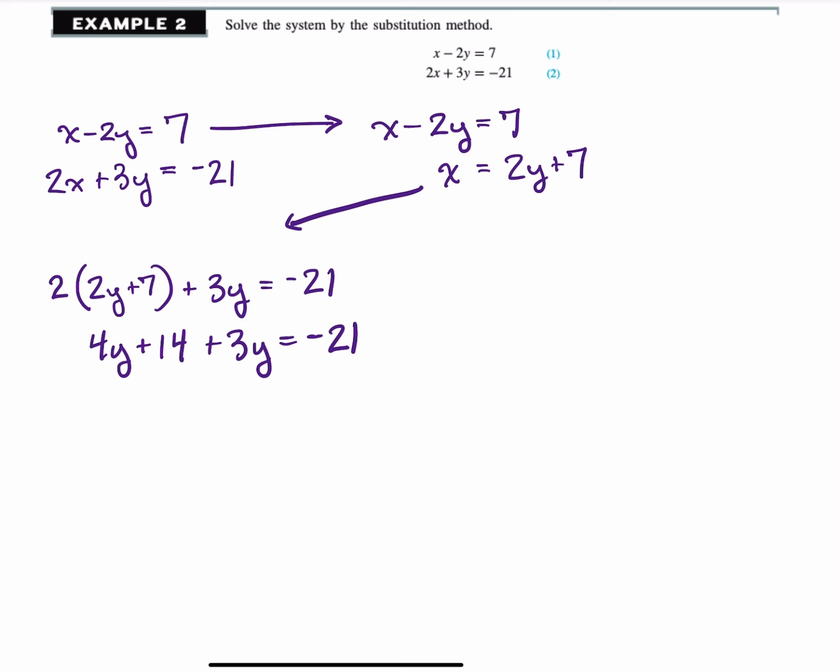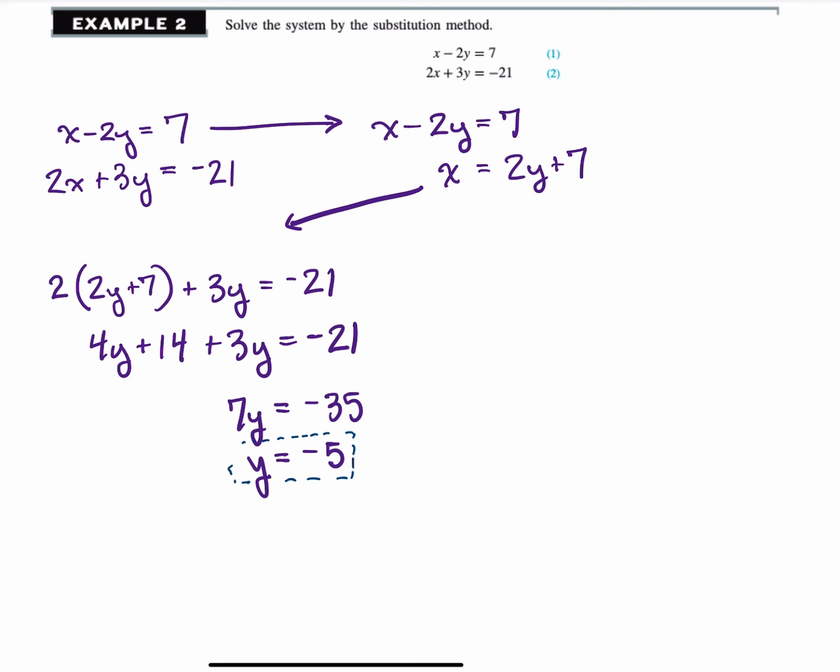Then we'll have 4y plus 3y is 7y. And then let's go ahead and subtract the 14 over. Negative 21 minus 14 should give us negative 35. Then we will divide by 7. So negative 35 divided by positive 7 will give us a negative 5. So we have our y value.